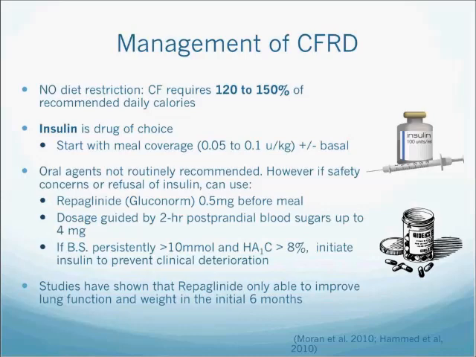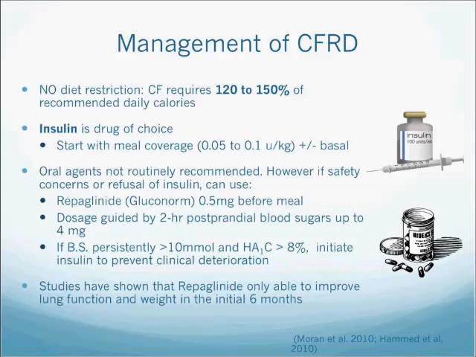Generally, we don't recommend oral agents. However, if there are safety concerns or a patient really is resistant to starting insulin, you can start glucanorm. Generally, we start with a dose of 0.5 milligrams before a meal. The mechanism of glucanorm is to push the pancreas to push out more insulin, so there is a risk of hypoglycemia, and patients need to be aware of that. You dose the glucanorm based on their 2-hour post blood sugars, and you can go up to 4 milligrams per meal with a total daily dose of 16 milligrams.